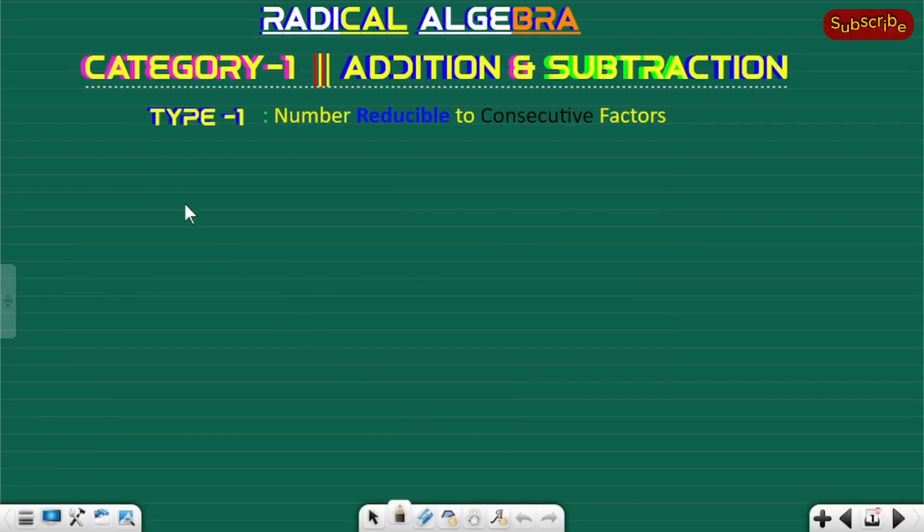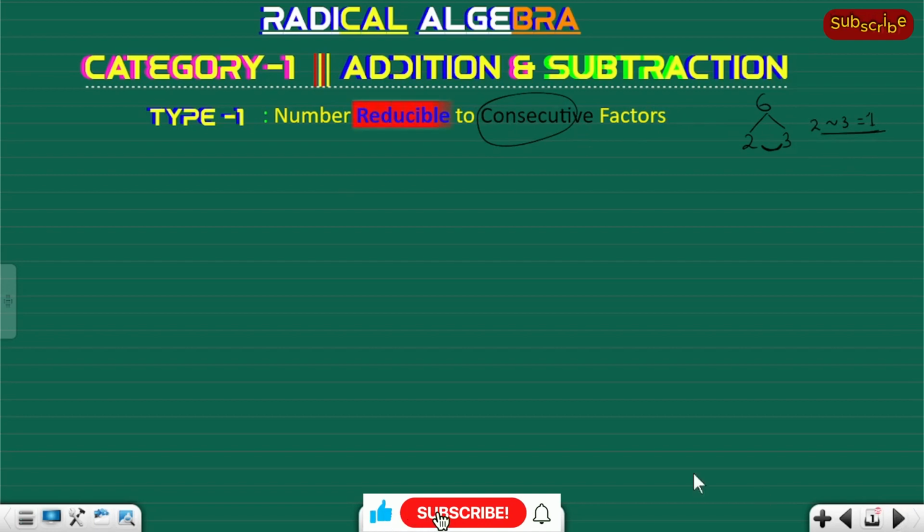In addition and subtraction, we have type 1, number reducible to consecutive factors. Suppose this is a number 6. We can have factors like 2 and 3. These two are consecutive, right? 3 minus 2 is equal to 1. They are next to each other. Consecutive means next to each other.